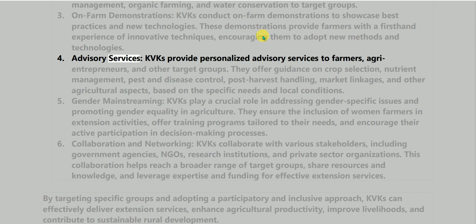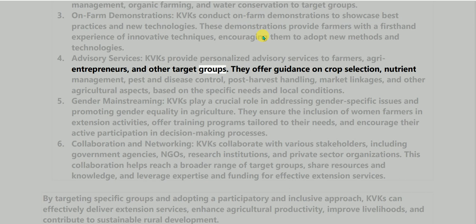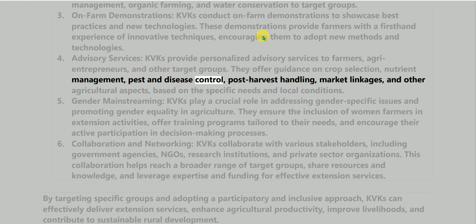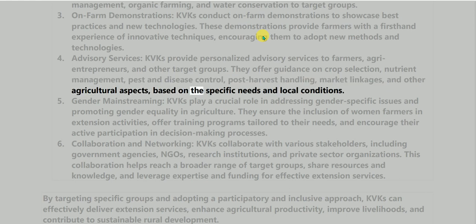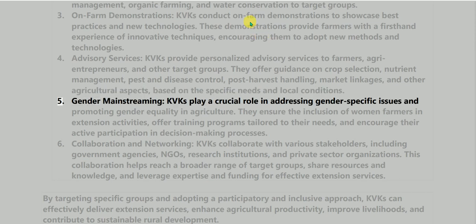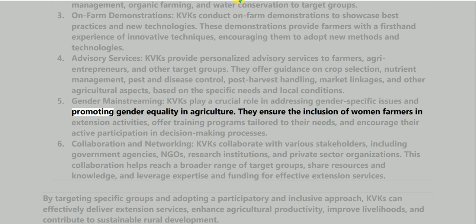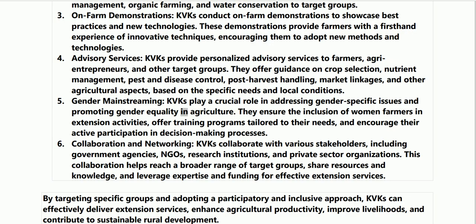4. Advisory services. KVKs provide personalized advisory services to farmers, agri-entrepreneurs, and other target groups. They offer guidance on crop selection, nutrient management, pest and disease control, post-harvest handling, market linkages, and other agricultural aspects, based on the specific needs and local conditions. 5. Gender mainstreaming. KVKs play a crucial role in addressing gender-specific issues and promoting gender equality in agriculture.